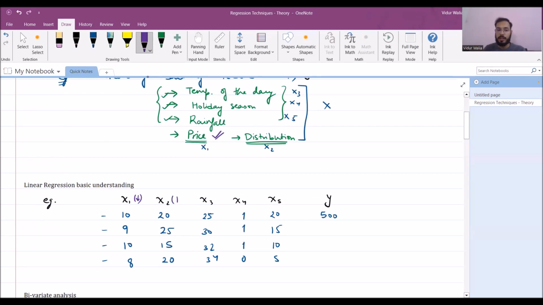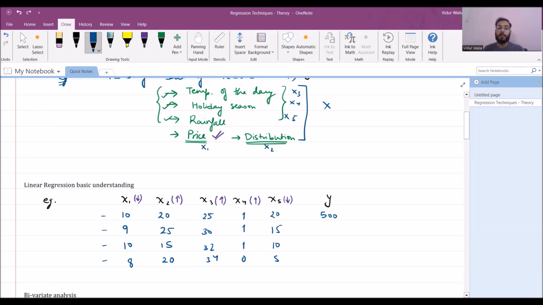Distribution will have a, yes, positive relationship. X3 is my temperature of the day, would also have a positive relationship. As soon as the temperature rises, the sales of ice cream would rise. X4 is holiday season, again rising. X5 is rainfall, decrease, right? So this is just random data that I am predicting.